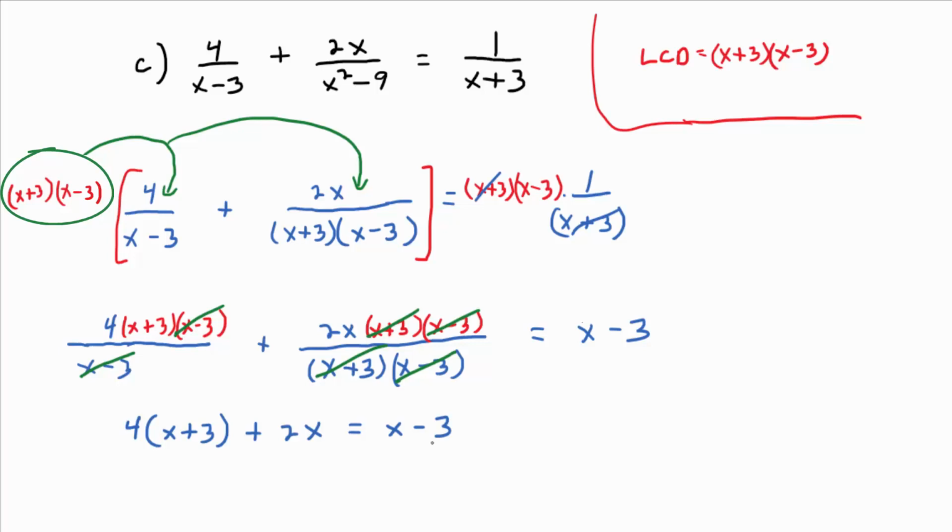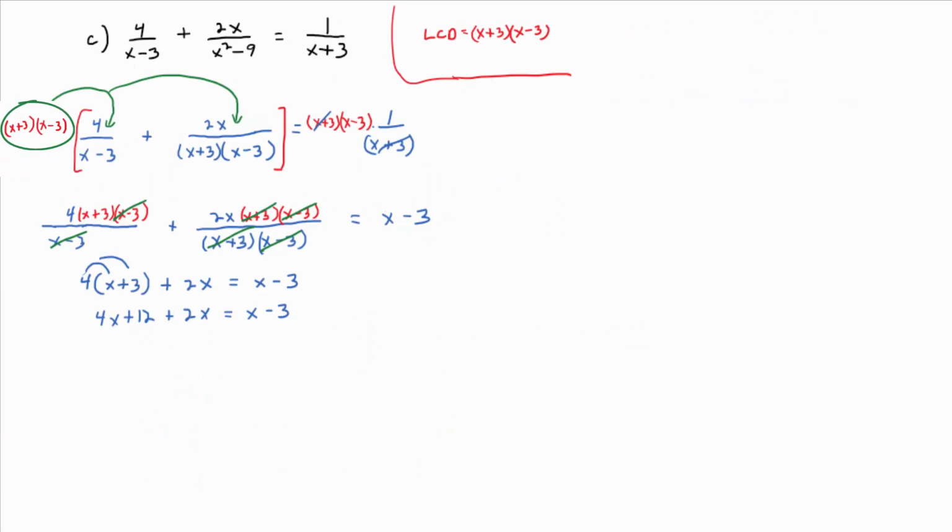So check it out. It's a linear equation, isn't it? You guys know how to solve a linear equation. What do you do here first? Yeah, distribute that 4, and what do you get? 4x plus 12 plus 2x equals x minus 3. Let's combine like terms on the left side. What do you get if you do that? So if you combine like terms, we get 6x plus 12 equals x minus 3.